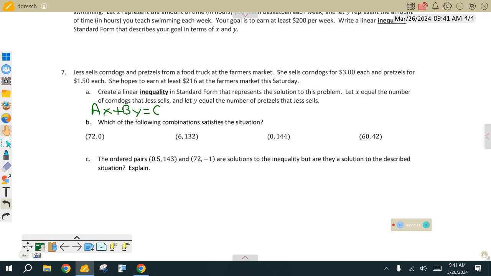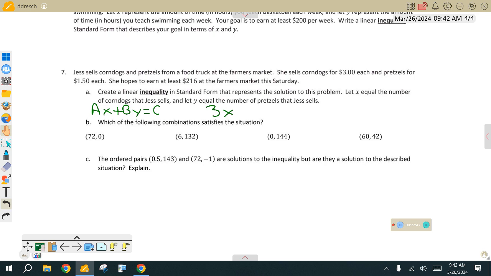How do we get to that total of 216? Just like if you're selling something. We're selling corn dogs and pretzels, aren't we? So let's get to that. $3 for however many corn dogs you sell, right? What is that $3 of corn dogs corresponding to? Yeah, it's corresponding to x, right? You don't know how many Jess is selling. We just know $3 times however many she sells.